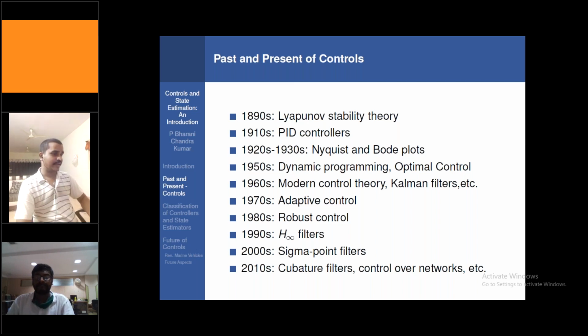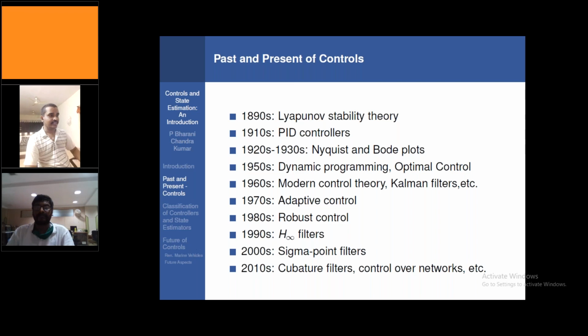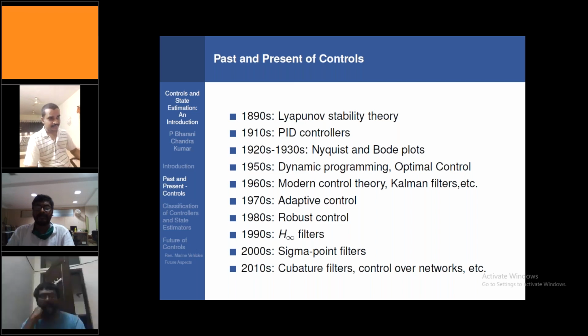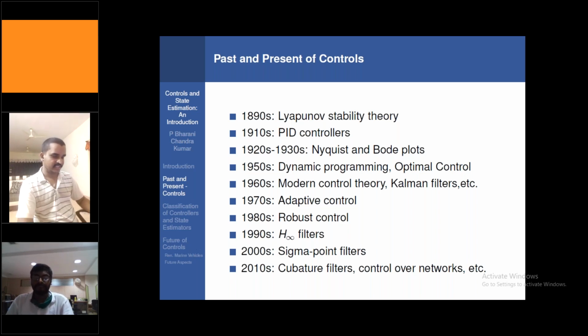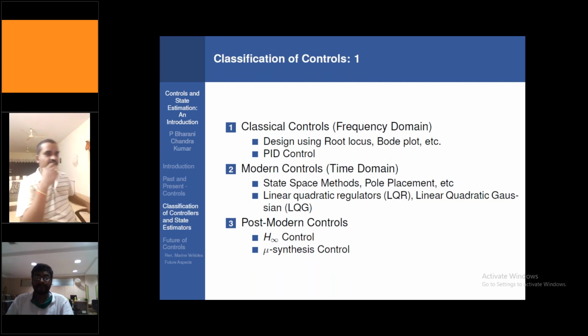Robust control, adaptive control. And more recently, cubature Kalman filters or control over networks. And these are the present control strategies and techniques one can explore. And this is one such classification which I would like to emphasize.